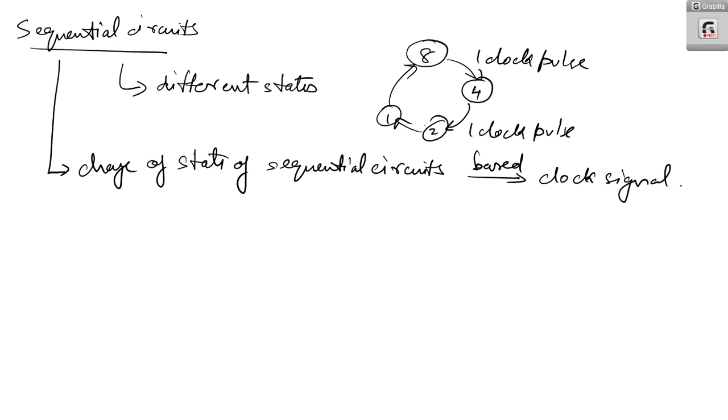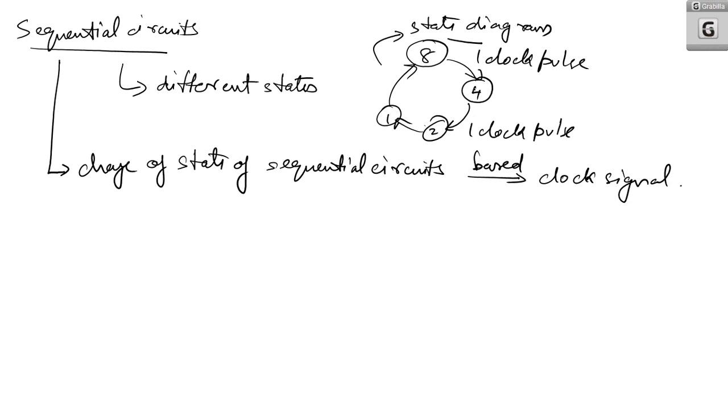Now, coming to the next question. The valid states through which the sequential circuit passes is known as a state diagram. If it is done for self-starting counters or self-starting sequential circuits, there we will include invalid states also. But generally, if you are including the valid states and how it is passing through those valid states in 1 clock pulse, then that diagram is known as a state diagram.